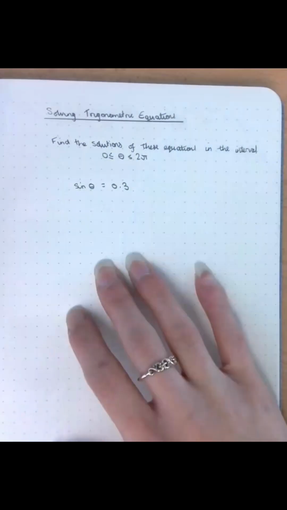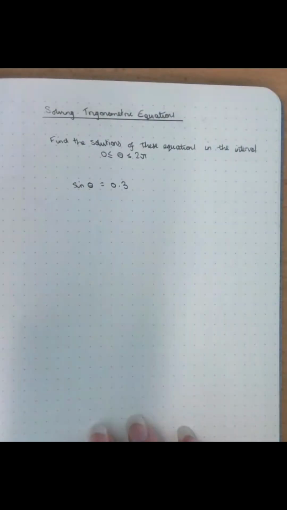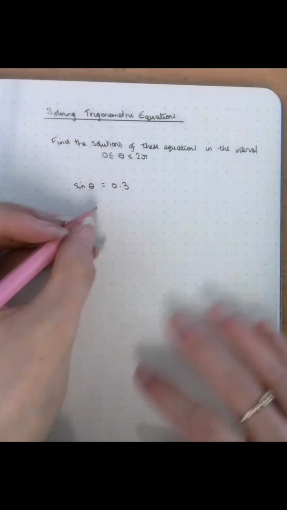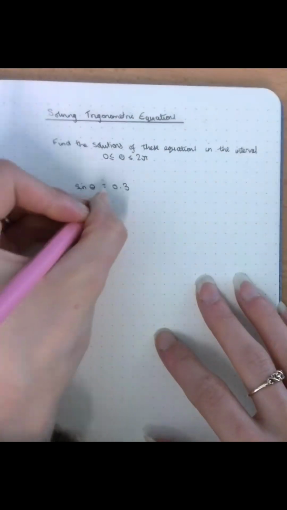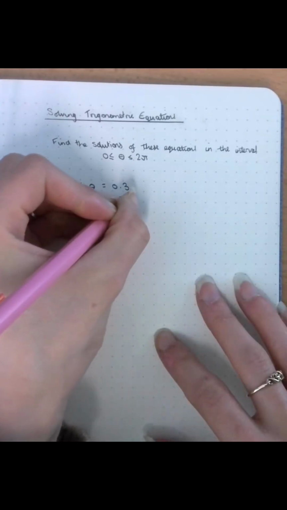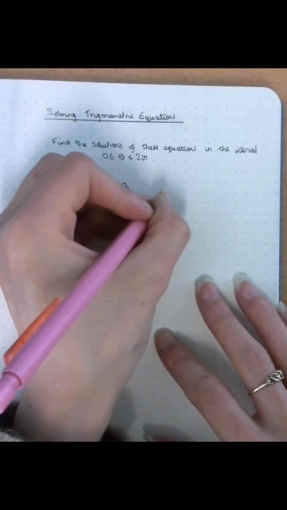So let's have a look at this first one. Sine theta is equal to 0.3. That one is pretty straightforward. We just need to make sure that we get all the solutions in our interval. So to do that one, we're just going to do sine inverse 0.3, and that will get us what theta is.